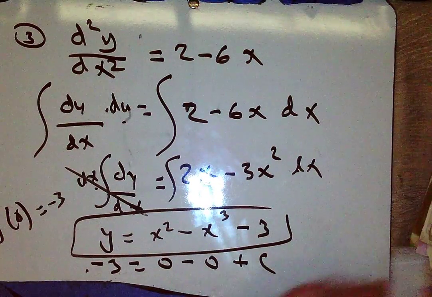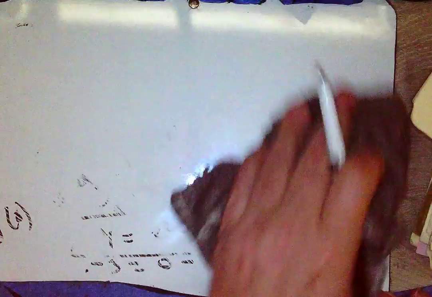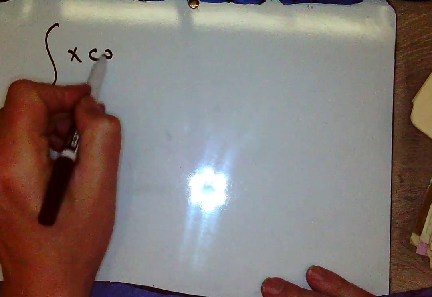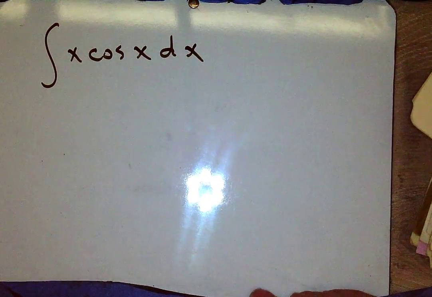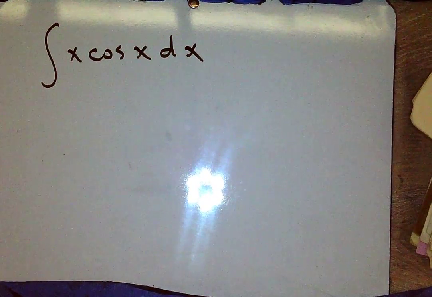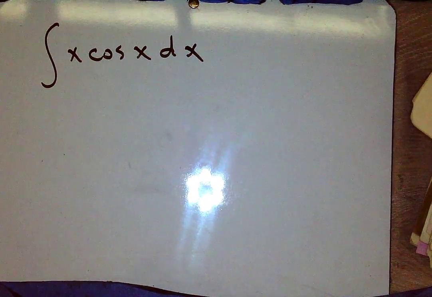And that was station 8. How about station 9? Integral x cosine x dx. Okay, so the directions here say find the indefinite integral in each case. We're not given any hints. What kind do you think this is?